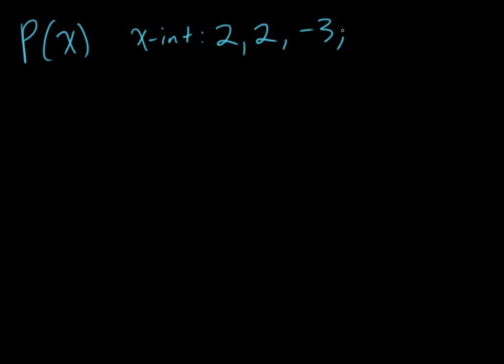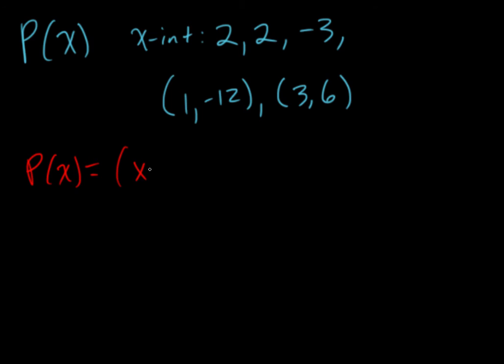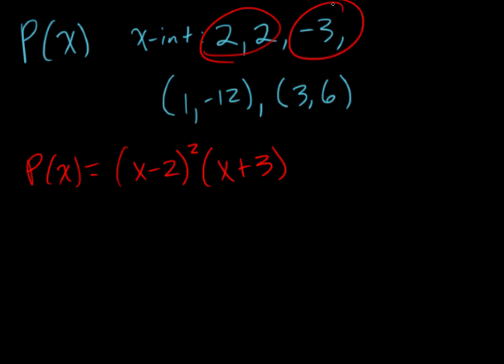Okay, one more example. It says find the quartic function p of x, which touches the x-axis at 2. So it touches, so that tells us we have at least two of our roots. Cuts the x-axis at negative 3 and passes through these 2 points. Okay, so we can set up our function. We know a couple things about it. So we can say p of x is equal to x minus 2 squared. We have 2 at 2. And then we also know x plus 3 from this one. And then since we only have 1, 2, 3, we need another linear factor. So we're going to set it up like that.